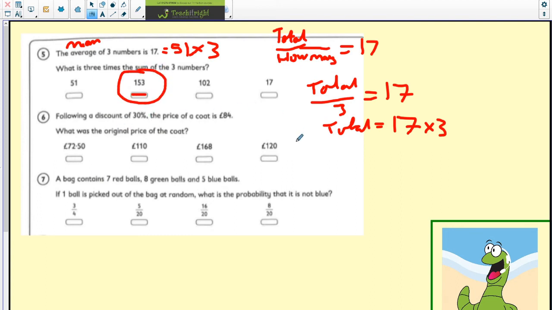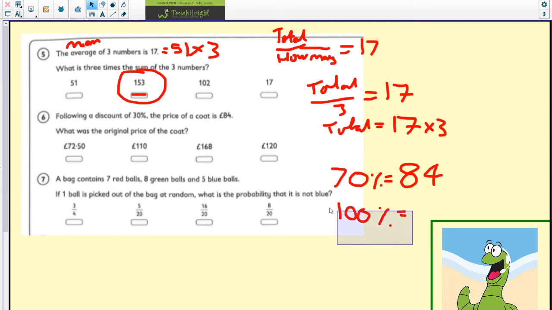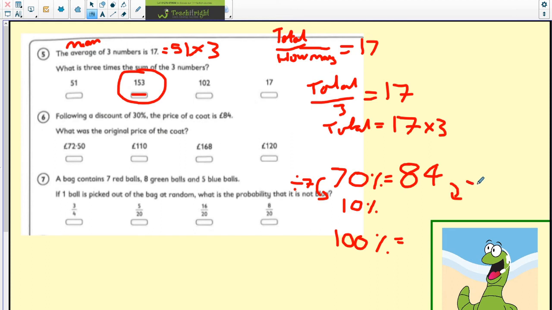Question 6. Following a discount of 30%, the price of a coat is 84. So the price is 84 after 30% has been taken away. So if 30% is taken away, that means 70% is equal to 84. And I now want to know what the original 100% is. Well, to do that, if I add in a step, if I say, what's 10%, I can go from 10 to 100 quite easily. So to go from 70 down to 10, we need to divide by 7. And that means I do the same on this side. Divide by 7. That goes in 12 times. That means 10% is 12, so 100%, nice and easy, times by 10, 120. What's the original price?